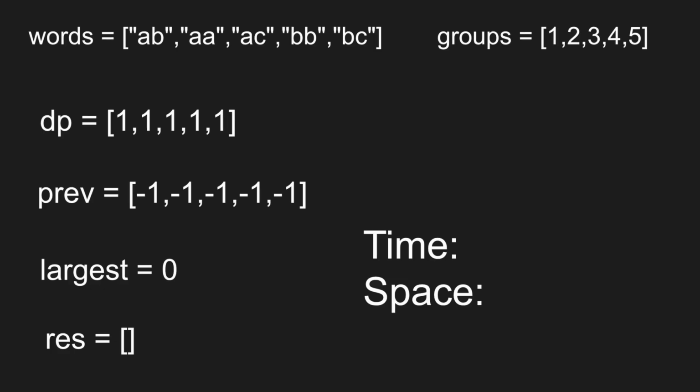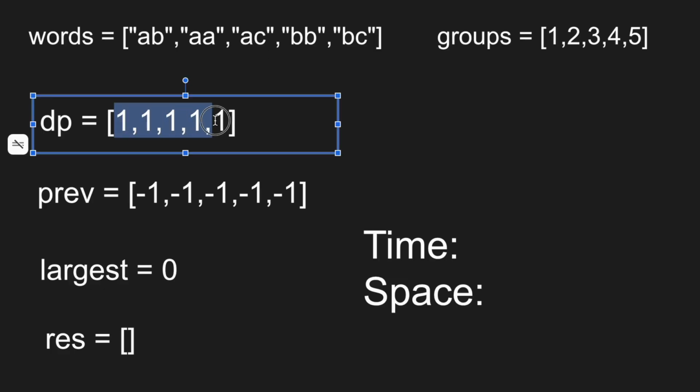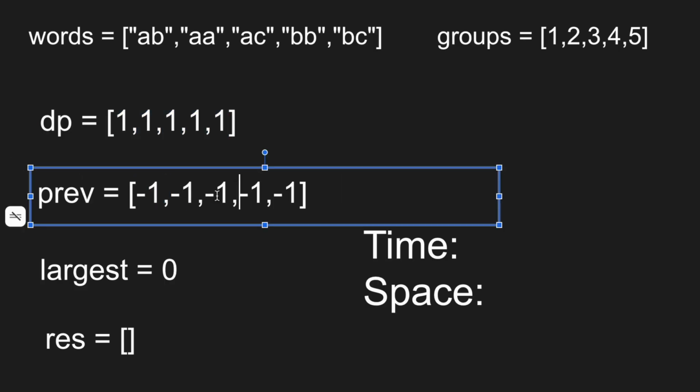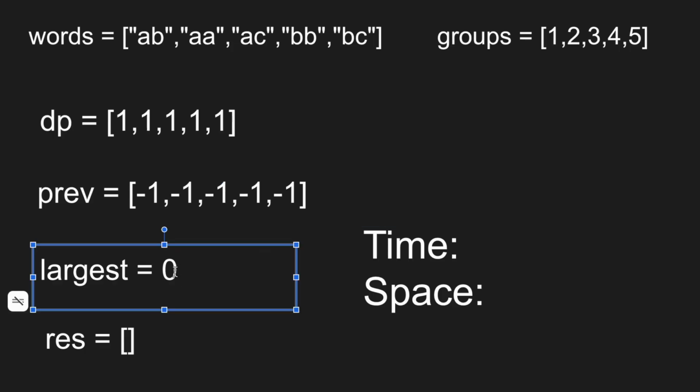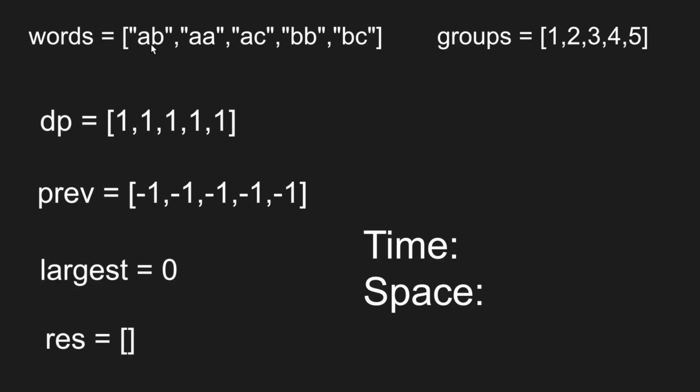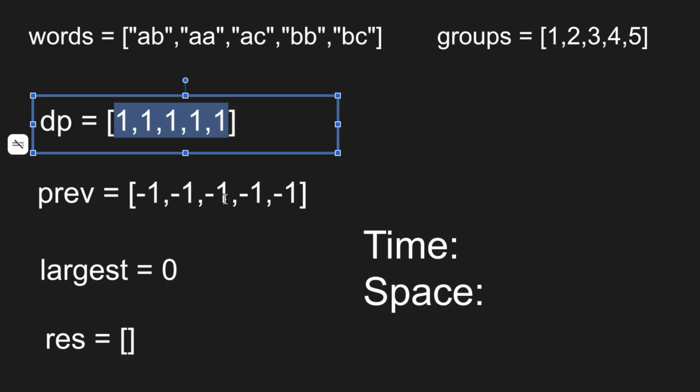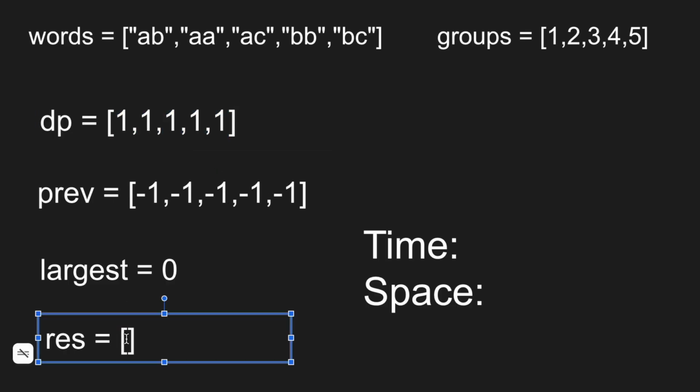So one way that we can solve this problem is to use DP to keep track of the sequence. We can set up this prev array, and each index in prev will tell you the previous index of the sequence, and the largest variable will represent the largest index of the largest sequence. We will look through the words array, and at each index we will look at every string before it and see if it can form a sequence, and if it does, we will update dp, prev and largest. After we have figured out the dp array, we can use this array and the prev array to add elements to the result, and then we can return the resulting array.